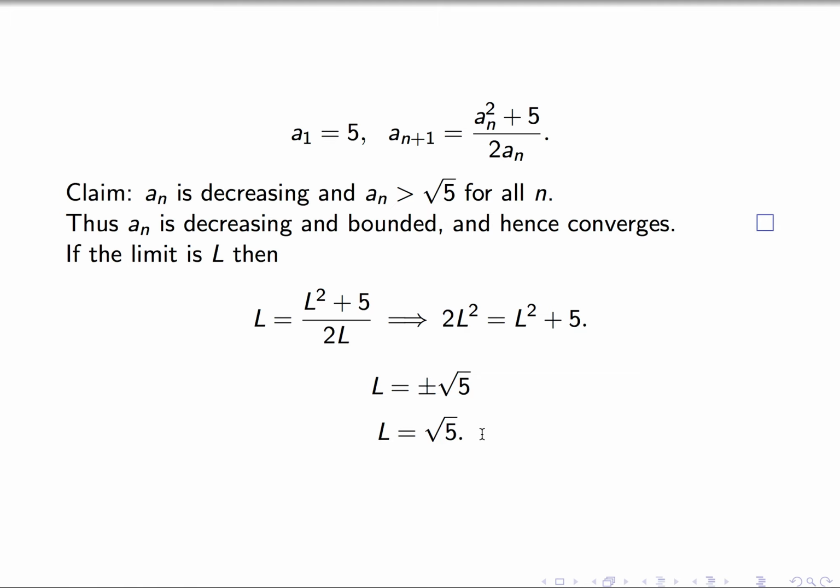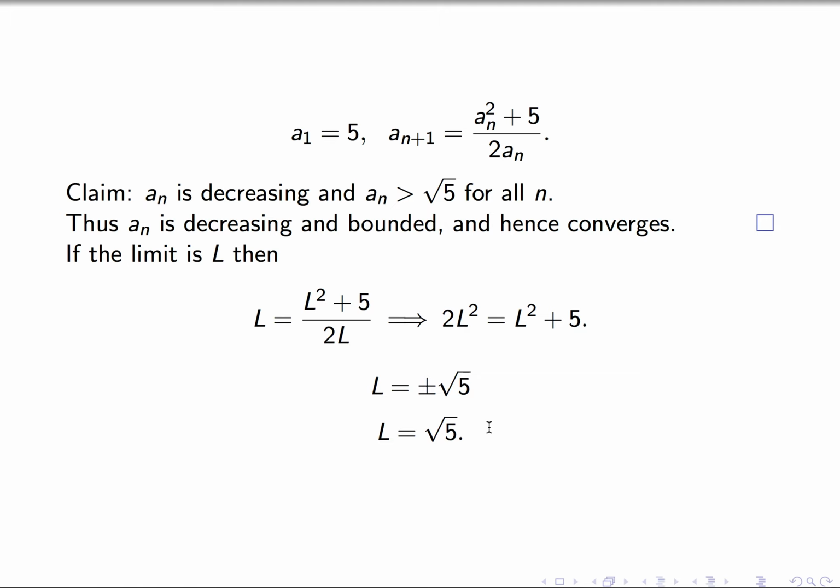It's pretty clear these terms have to stay positive because we start with a positive number and there's never any chance to get anything negative. And so our limit is going to be the square root of 5. And so I think we've rigorously proven now that this sequence converges to the square root of 5. And yeah, thank you for watching.